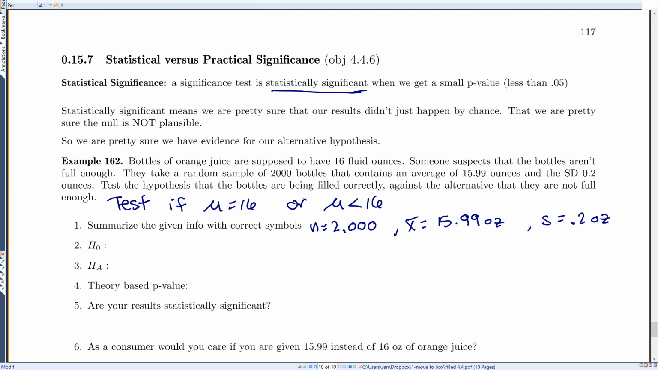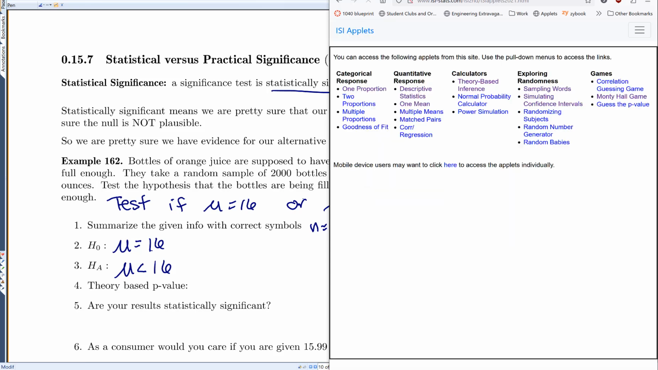Let's see, my null hypothesis, that's always an equals, it's always boring. So my population mean mu equals 16, and my alternative is my population mean mu is less than 16. Now I need my theory-based p-value. Can I use my theory-based p-value? Well, my sample size is huge. It's much bigger than 30, so I can definitely use a theory-based calculator.